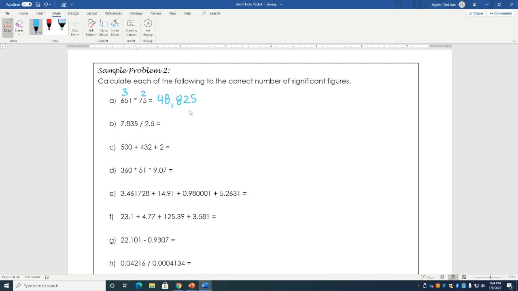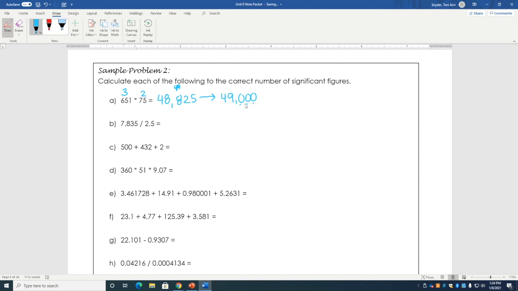So we have to round 48,825 until it has 2 significant figures. Therefore, you would round this number up to 49,000. A lot of times students will say, okay, well, I know I have to cut it off here. That 8 rounds up. And then they'll say, okay, it's just 49. 49 and 48,000 are very different numbers. So make sure you tack on those insignificant zeros at the end.